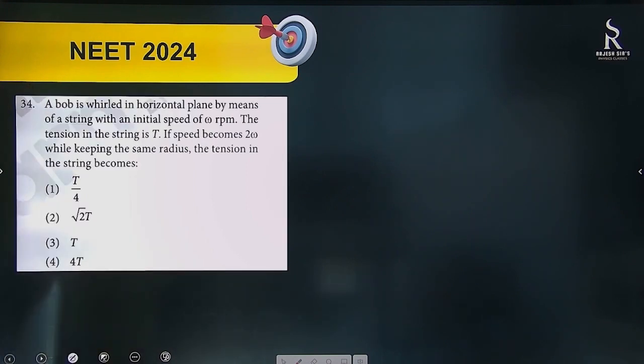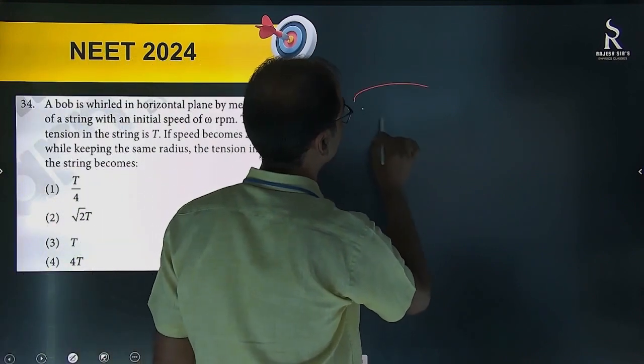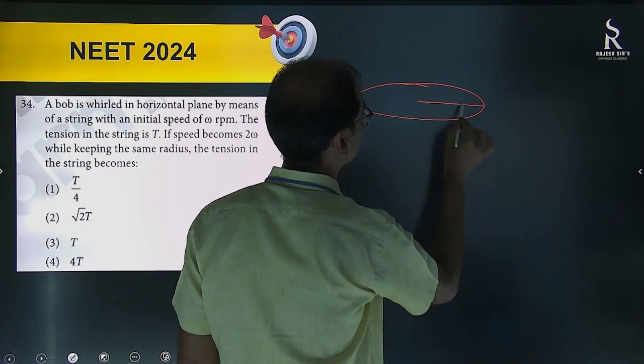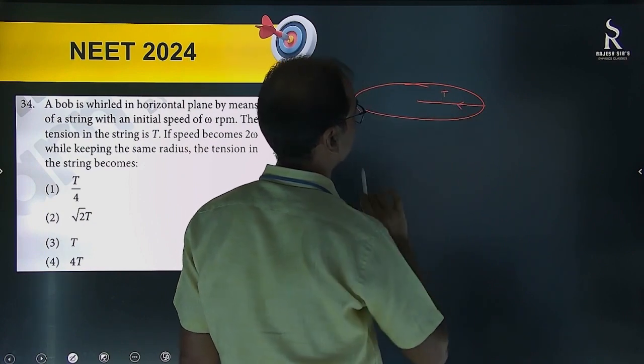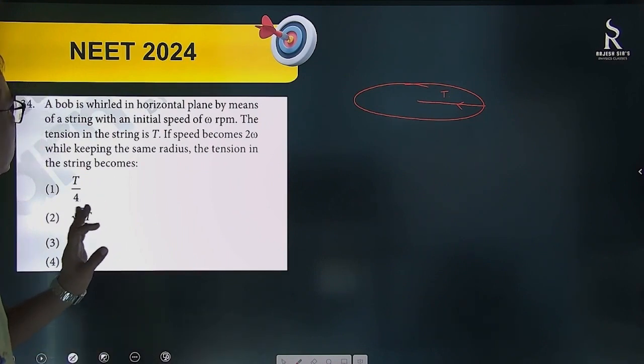Alright then. A bob is whirled in a horizontal plane by means of a string with an initial speed of omega rpm. The tension in the string is T. If the speed becomes 2 omega while keeping the same radius, the tension in the string becomes. Okay. So if this is how we are rotating it and this is the string, so tension is inside. Okay, radius is given same, so radius we say is r.